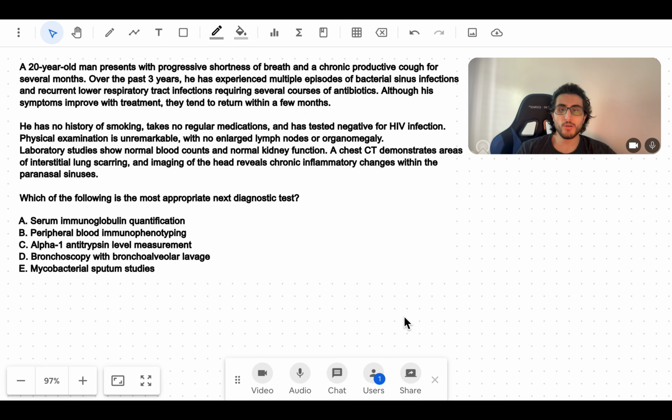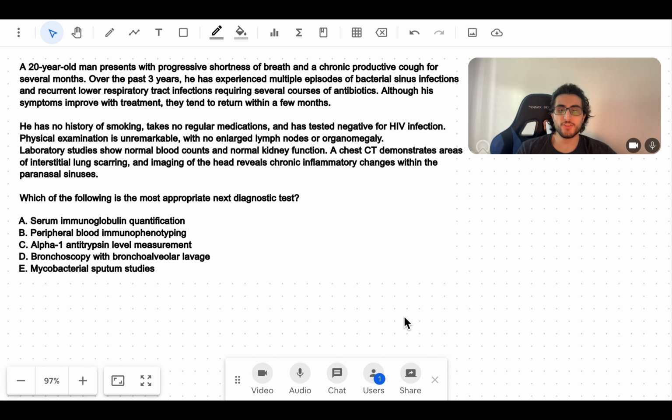A 20-year-old man presents with progressive shortness of breath and a chronic productive cough for several months. Over the past 3 years, he has experienced multiple episodes of bacterial sinus infections and recurrent lower respiratory tract infections requiring several courses of antibiotics. Although his symptoms improve with treatment, they tend to return within a few months. He has no history of smoking, takes no regular medications, and has tested negative for HIV infection.